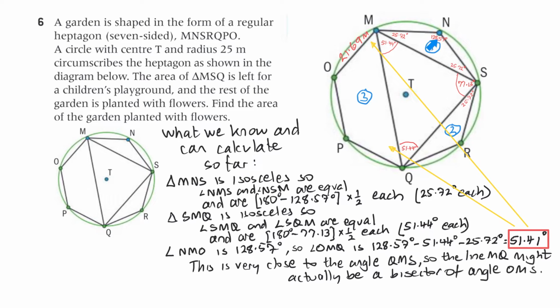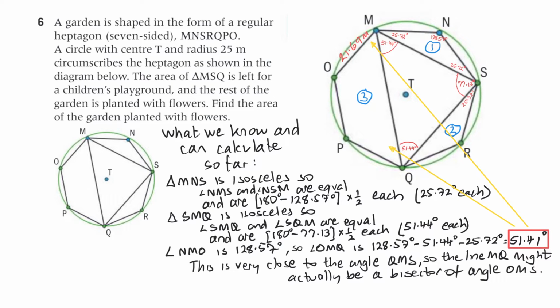We know that's 128.57. Okay, we know these two. The way we know those two, it's explained down here. Basically, it's an isosceles triangle, so these have to be equal because this distance is equal. Two sides equal, remember, and two base angles are equal. So 180 minus 128.57 divided by 2 will give us these two.